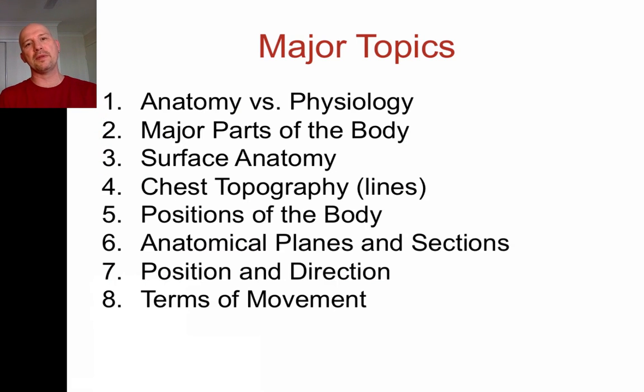We're going to talk about the difference between anatomy and physiology, and also pathophysiology and assessment and treatment and all that sort of stuff. We'll talk about the major parts of the body, and this is the bulk of it, taking a head-to-toe approach, about the different names and nomenclature that we have for the different parts of the body. Then a little bit about surface anatomy, mostly of the torso, and then chest topography. The chest is really important, and knowing where things are on the chest, it's important to be able to speak about that with precision.